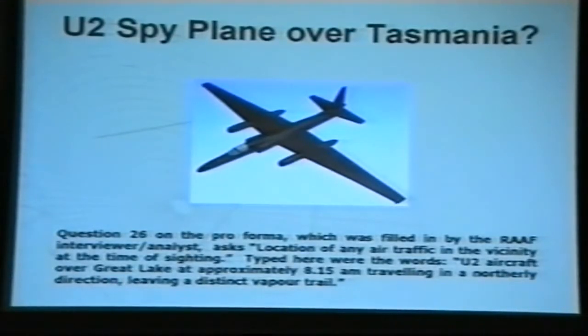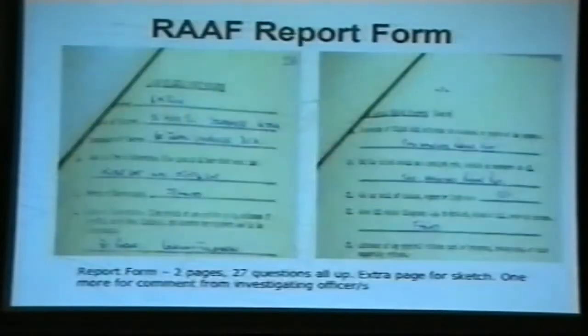Question 26 on the RAAF official report form, which was filled in by the RAAF interviewer, asks for the location of any air traffic in the vicinity at the time to discount a UFO. Typed here are the words: U2 aircraft over Great Lake at approximately 8:15 that morning, travelling in a northerly direction. So what was Tasmania doing with a U2 spy plane flying over it in 1961? The RAAF actually put together very detailed official report forms and added a page for the interrogator's comments.